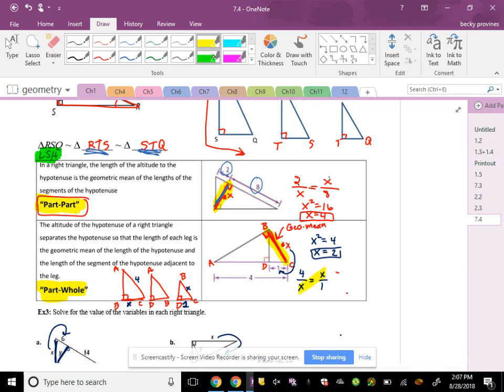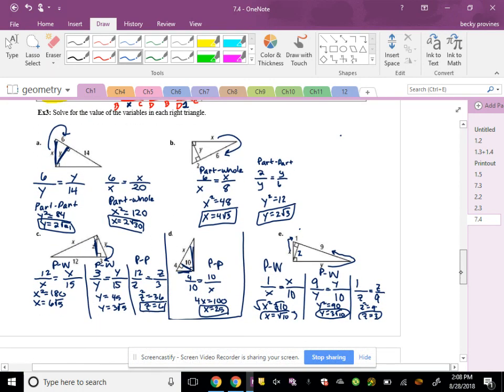So notice it says part whole. What is the part of the hypotenuse directly next to x? And that is 1. And what is the whole length of the hypotenuse? And the answer is 4. So when I cross multiply, x times x is x squared. 4 times 1 is 4. Square root both sides, and you get 2. Now, the same pattern works if you're trying to find the other leg, like the long leg. Let's call it y.